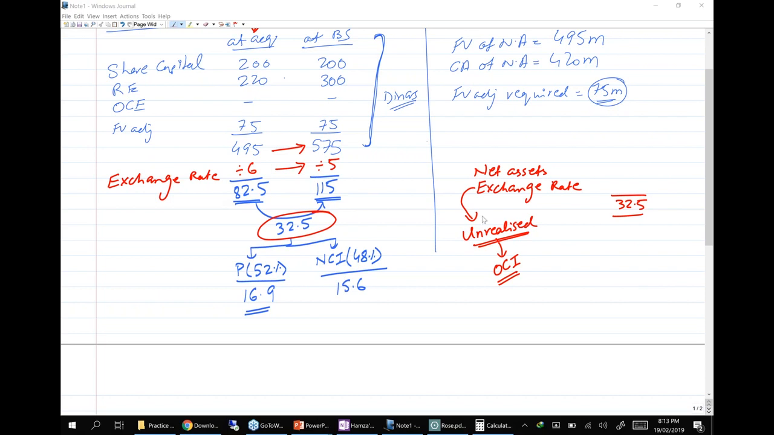Zan is saying how exchange gain comprises two things, net asset and exchange rate. No, Zan. This value, this 32.51, is basically the increase in the net assets, which comprises the net assets and the exchange rate. So the movement in the net assets has two factors. This 32.5 is the movement in the net assets. This has two factors, the impact of net assets and the impact of exchange rate.